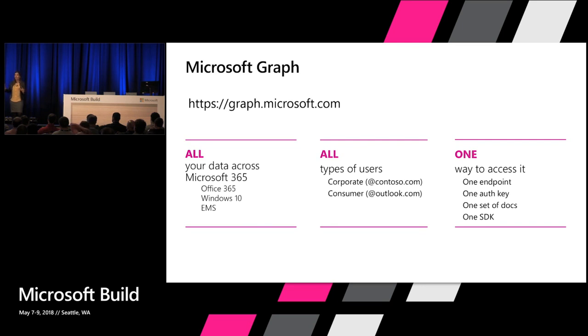And the key value prop here is that you learn how to interact with the service once, and that learning, that investment that you have put into learning about how to interact with the graph automatically translates to all of the different services. So you know how to get a profile picture from a user. Now you know how to get a thumbnail from a file in SharePoint, right? Like, it's very simple to translate those skills from one service to the other.